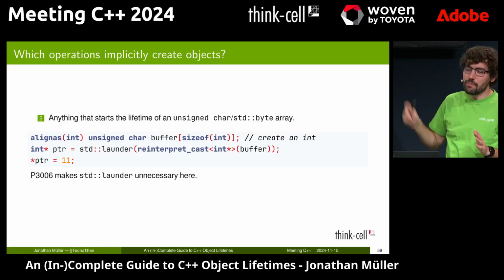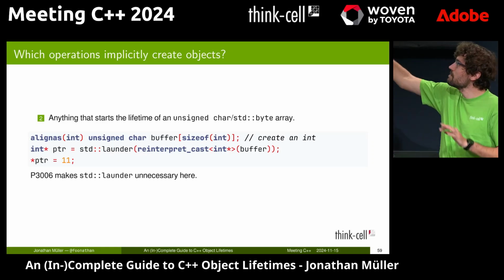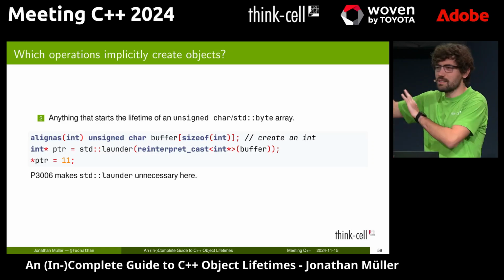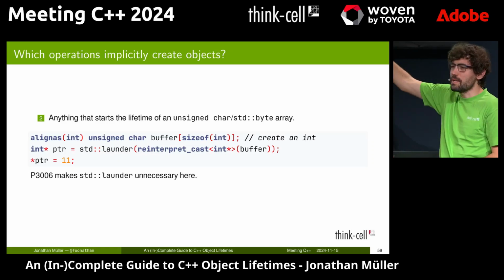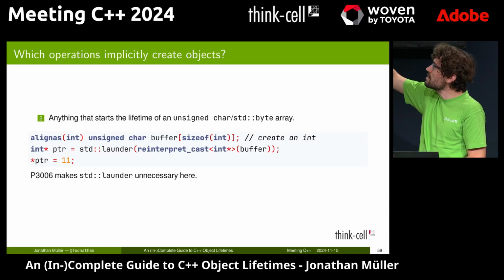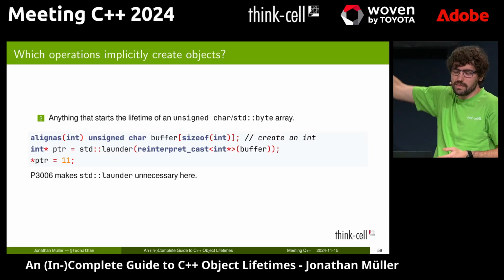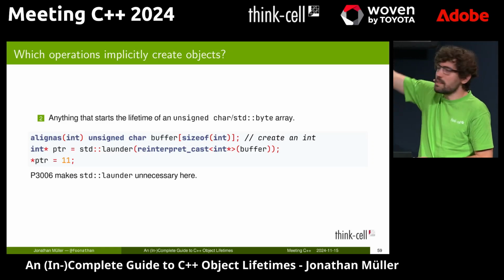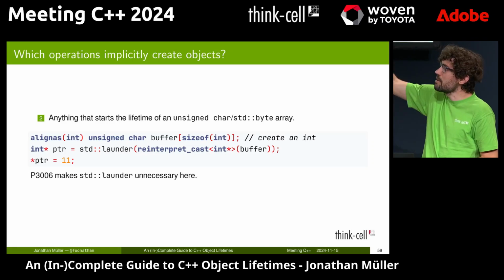But technically, we need to use a launder, because otherwise we don't actually get the address of an int object. This is just a weird flaw in the wording. There's a paper in flight that fixes it. I'm just going to hope it lands, because otherwise this is kind of useful. But pretend the launder isn't there. It shouldn't be there, but for now it has to be.